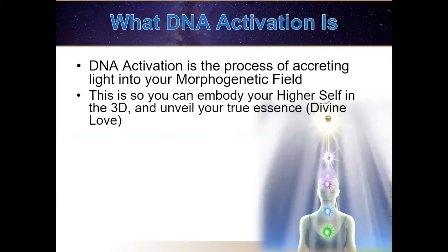And just for clarification, for anyone who doesn't know what a morphogenetic field is, another word you can say for it is auric field. Which means it's your higher light body, which exists beyond your physical. You can't see it with the naked eye, but if you sense into it, you know it's there. It's a much higher, more evolved light body that you have. And we have many layers and many levels of it happening.